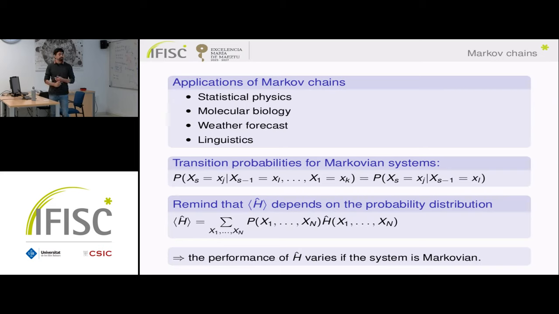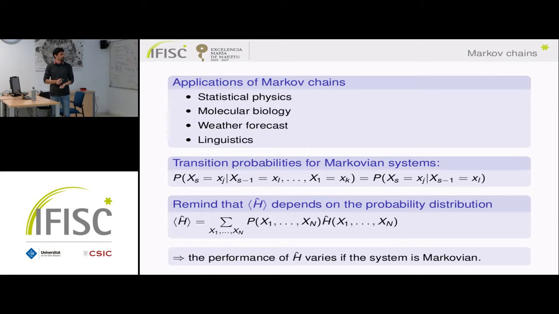For a Markovian system, the transition probability of a future event depends only on the present state and not on all the previous history. On the other hand, for an independent sequence, the probability of a future event doesn't depend on any history of the sequence. So remember that the mean value of the estimator depends on the probability distribution because of this factor. So the performance of the estimator may be different if one considers a Markovian system or an independent system.